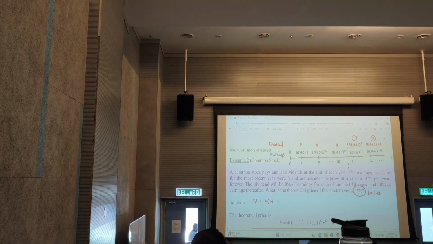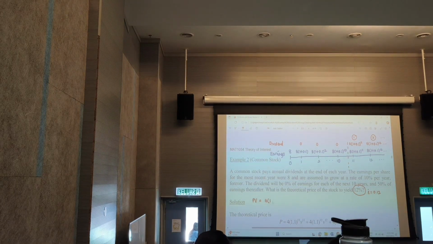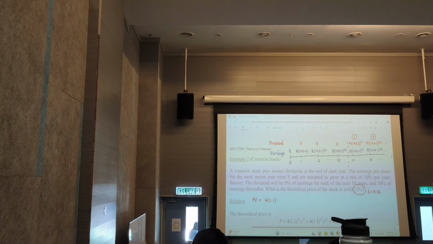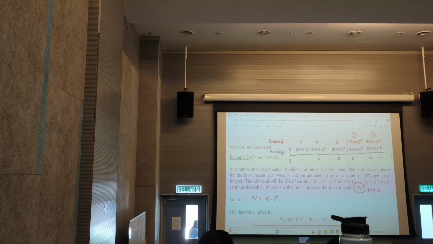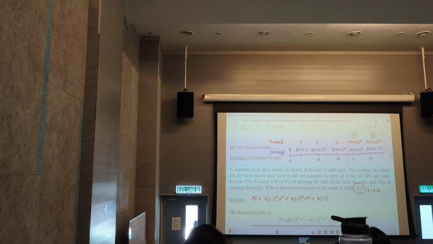1 plus 0.1 is just 1.1. And the V, you have to go back 11 times, right? So V11. The next part, you have to go back 12 times. So V12. And then the next part, even though I didn't draw the timeline, you get the point. You have to go back 13 times.